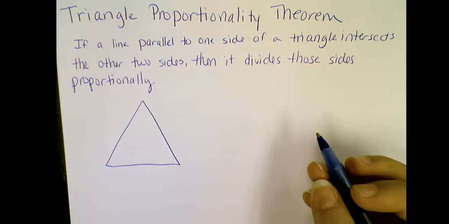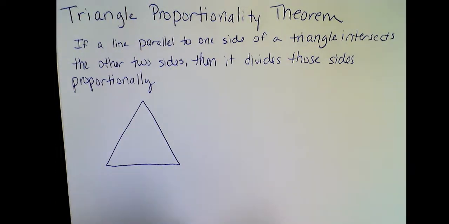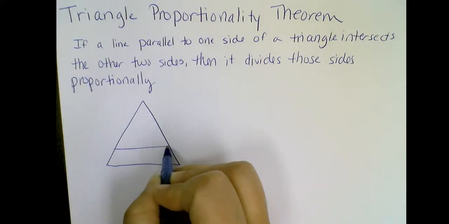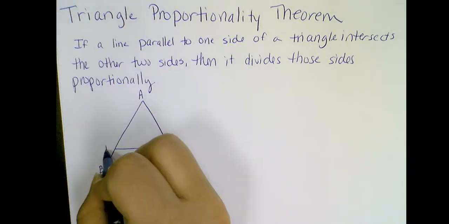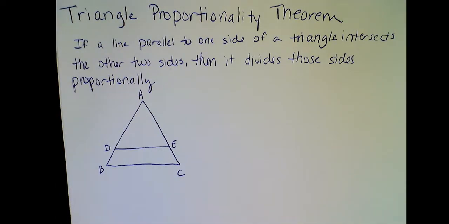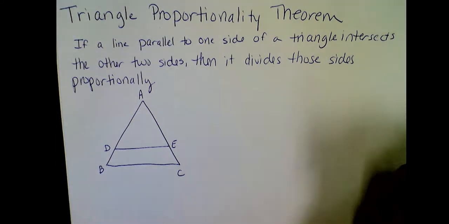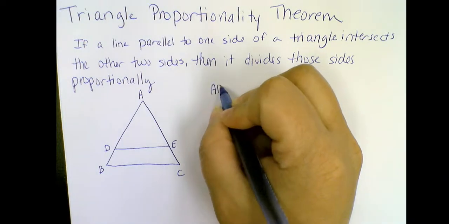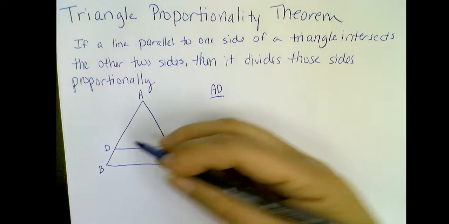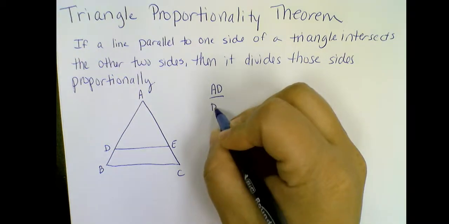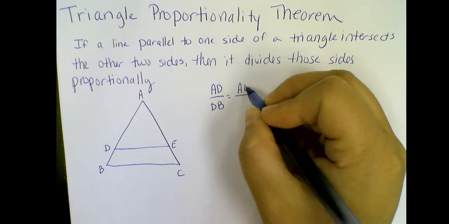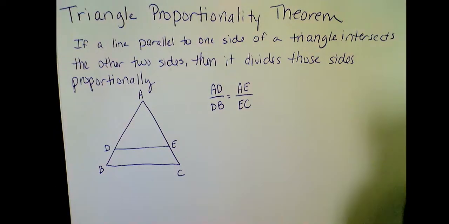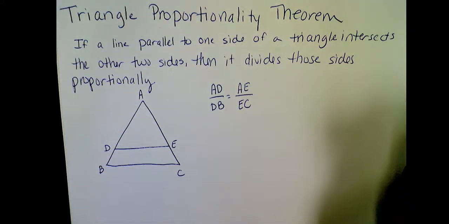Here we have a triangle, and we're going to draw a line parallel to the base that intersects the other two sides. And let me go ahead and label some points. What the triangle proportionality theorem allows us to do is set up some proportions in order to find the lengths of missing sides. So we could set up a proportion where AD, which is the larger piece of this side of the triangle, over DB, which is a smaller piece, would be proportional to the other two sides, AE over EC.